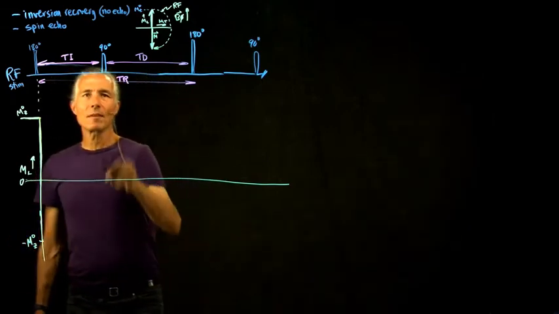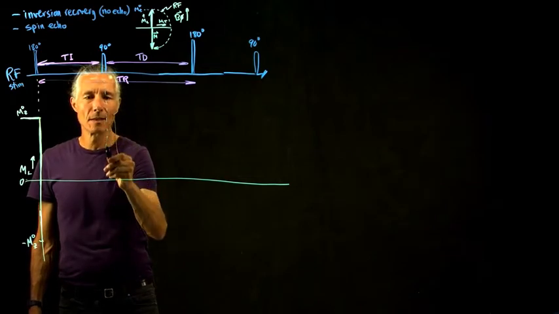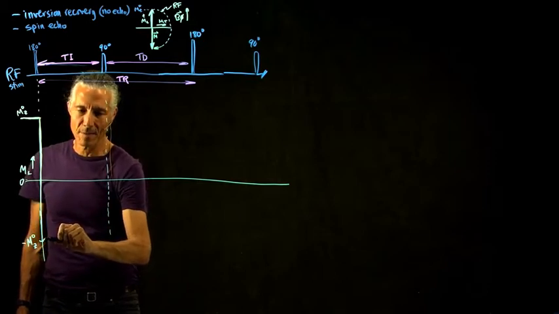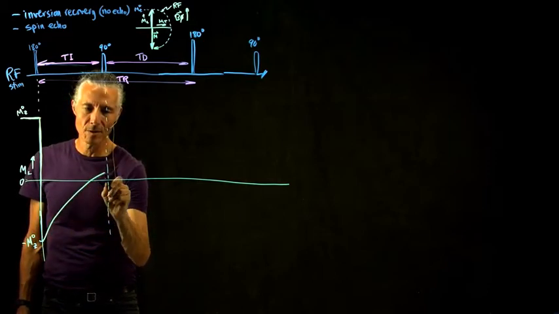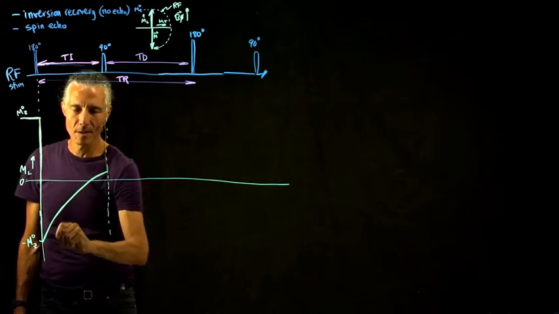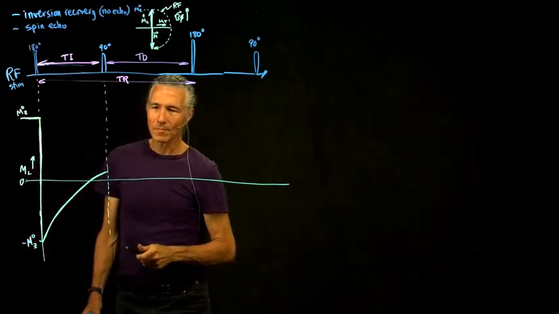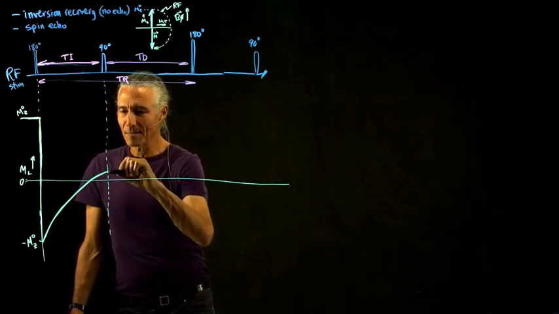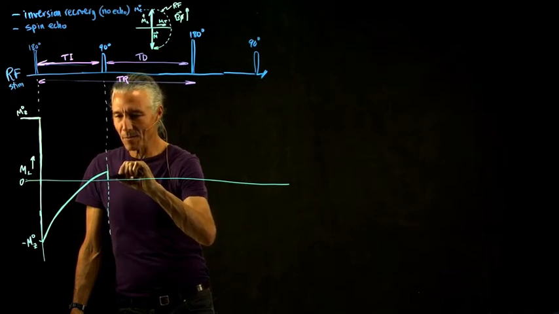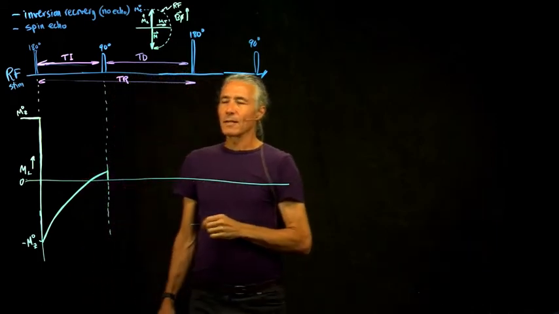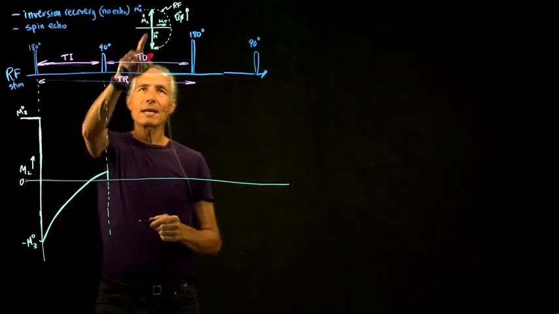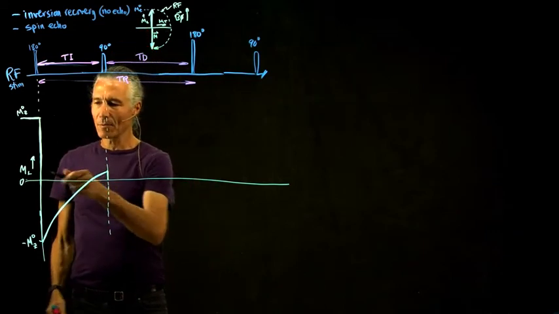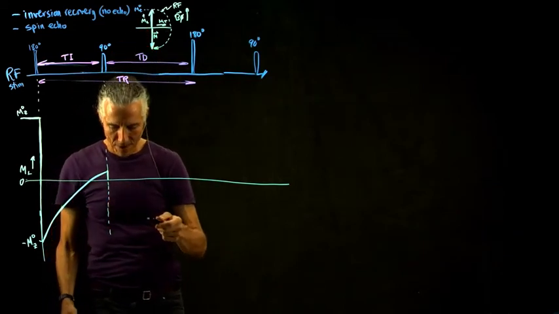At this point, we're going to do a 90. So let's let inversion recovery happen for a while and say it recovers to a little bit over zero. So there's a little bit of positive longitudinal magnetization. Then we do a 90, and if we do a perfect 90, it's going to completely get rid of the longitudinal, so we only have transverse, but we're only plotting the longitudinal, so you can't see it on this graph.